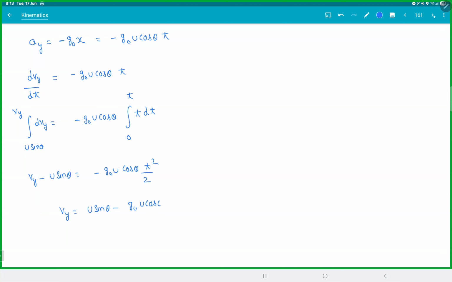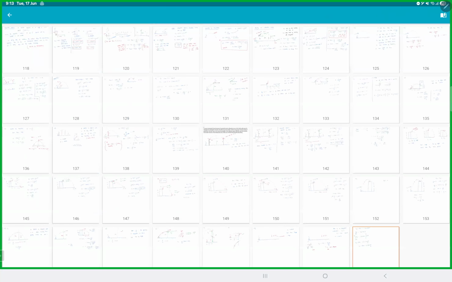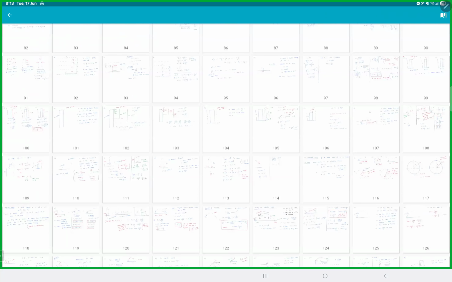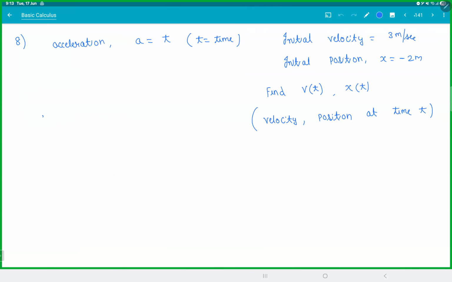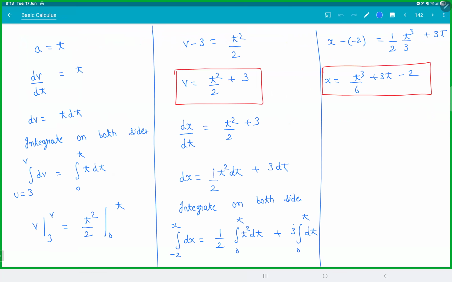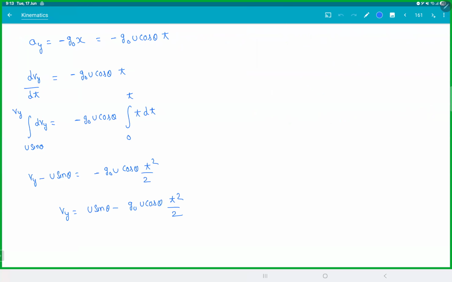This might look a little weird and tough, but you have done this before. You have done this in kinematic calculus. This is the question, 8th one, a is equal to t. Similar integration we have done. Only thing, there are some constants, u sine theta, u cos theta and all that, but it is the same integration. This is your velocity with height. Let's see, what is the answer? Could be right. Still not over.